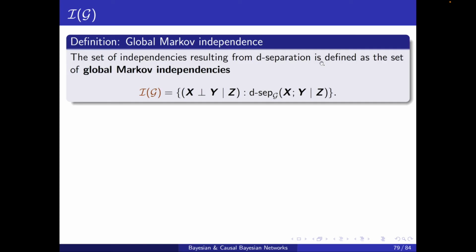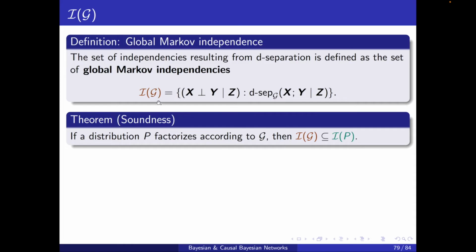Okay, so again, D-separation imposes some independencies. We define it as a set of global Markov independencies, IG, and here it is. So this is the formal definition for IG. We had it before, but here now we're formalizing the definition. So all these types of independencies, they're kind of any possibilities that the D-separation can give.